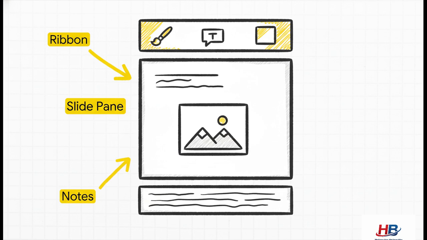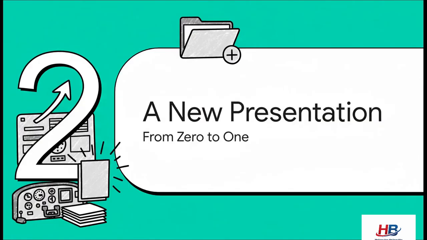And down at the bottom, the notes section. Seriously, this is your secret weapon. It's for your speaker notes, helping you stay on track without cluttering up your actual slides. You master these three areas, and you are totally in command. All right, cockpit check is done. It is time for takeoff.